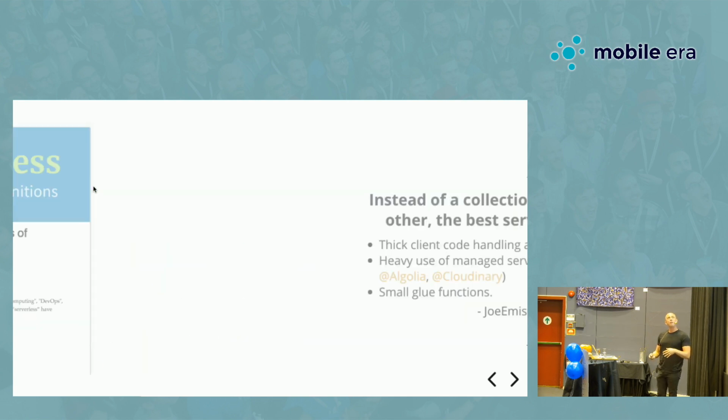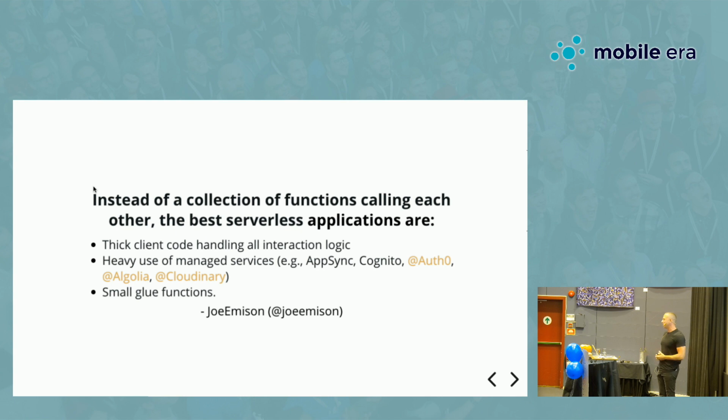But I'm going to talk about serverless today in a different context, I think. A lot of people, when they think of serverless applications, are thinking of a Lambda function here, calling a Lambda function here, and then there, and you have 1,000 Lambda functions. That's kind of not the ideal serverless application. This is a nice tweet that Joe Emerson tweeted out, and this is a really interesting guy to follow if you're interested in this stuff.